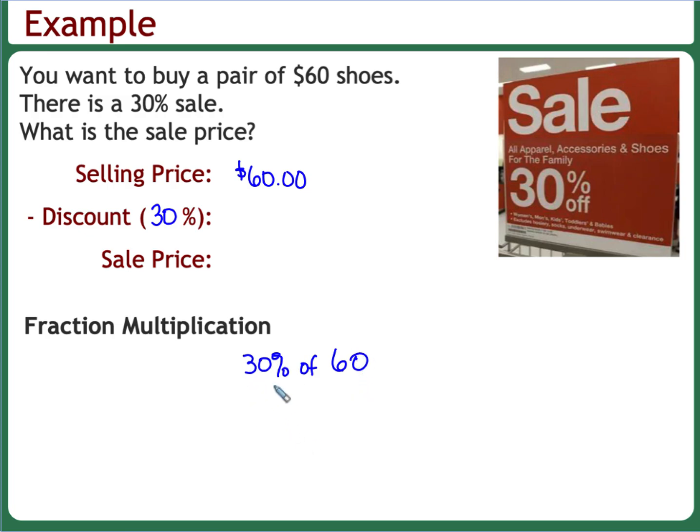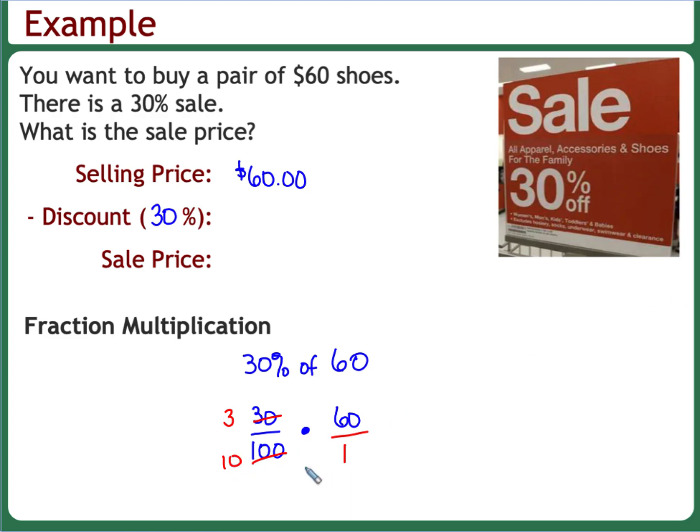Using fraction multiplication, we take our percent and write it as a fraction, 30 per 100. When you're taking a fraction of a quantity, that means we are multiplying, and then we can write our 60. Remember, when we do fraction multiplication, any whole number we need to turn into a fraction by putting it over 1, or turn it into an improper fraction. Now we can simplify before we multiply. 30 over 100, those are both divisible by 10, so that turns into 3 over 10.